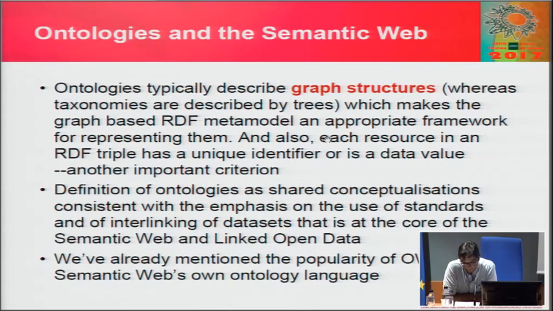So ontologies and the semantic web seem to go together particularly well, and this is to do with the fact that, as I said, typically ontologies are really descriptions of graphs. So the different classes in an ontology can be seen as nodes, and the subsumption and other relations, including equivalence relations, can be seen as labels of the edges between these nodes. And so the RDF meta model is an appropriate framework for representing ontologies.